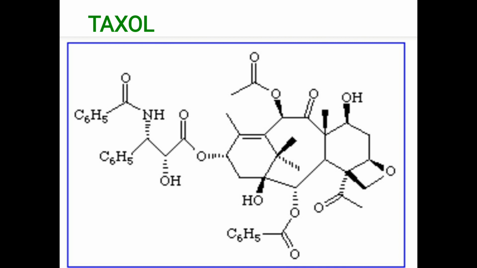The nitrogen atom in Taxol is in the form of an amide, and it is an unsaturated compound because it has a C=C double bond. It has an amide functional group, and it also has hydroxy, acetoxy and benzoxy functional groups, and also a ketonic functional group.